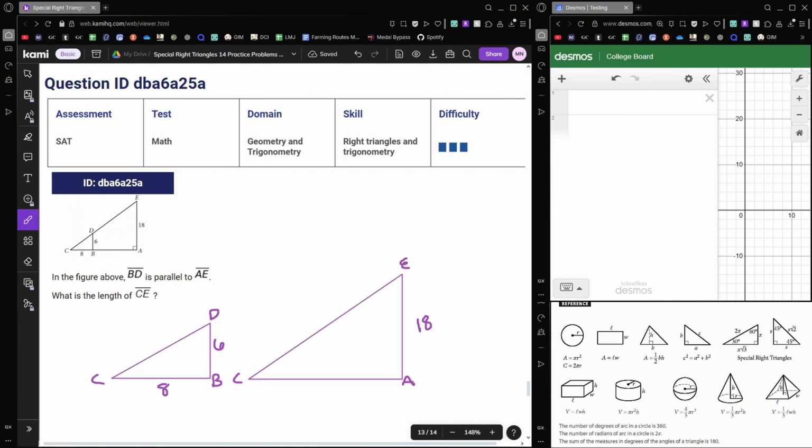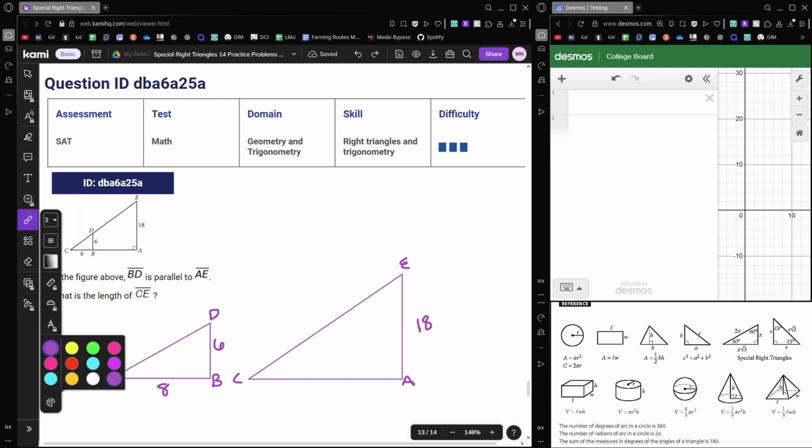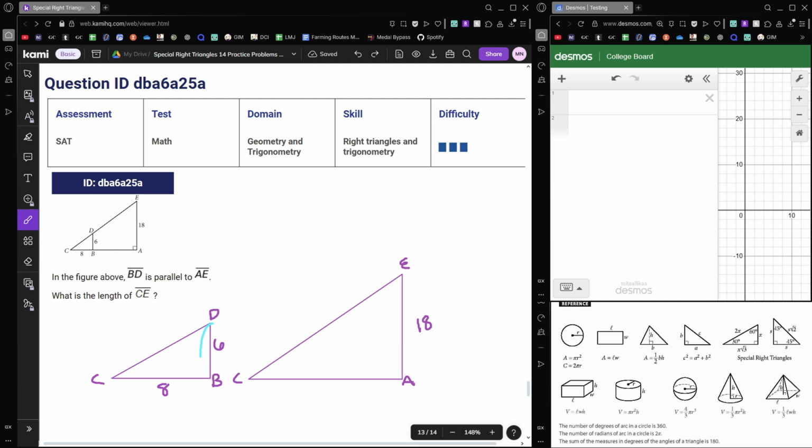Alright, so I went ahead and redrew our two triangles, but I just drew them separately. On the left you have the smaller triangle, DCB. On the right you have the larger triangle, ECA. When you're trying to figure out which side corresponds to which side, you always want to be thinking that the smallest side will go with the smallest side. So the smallest side in the left triangle is going to be this one right here, and the smallest side in the right triangle is going to be this side right here. So let me highlight it. This side right here goes with this side right here.